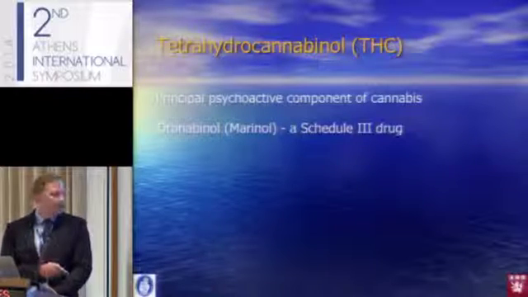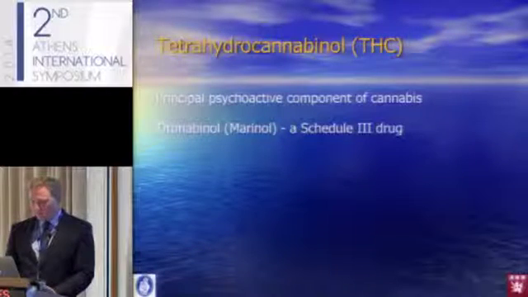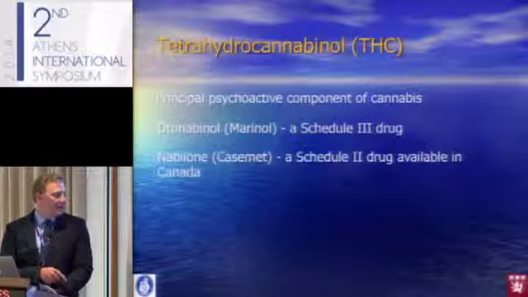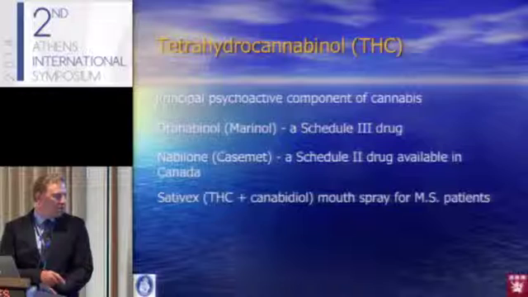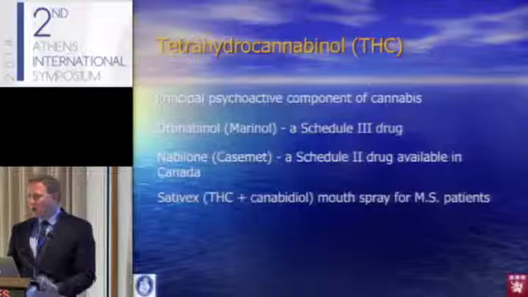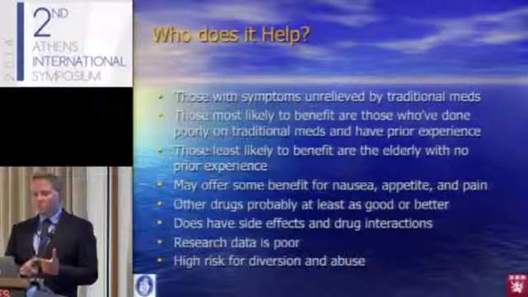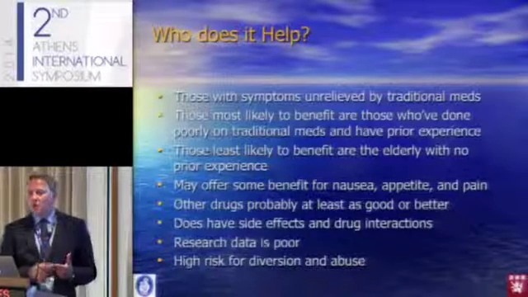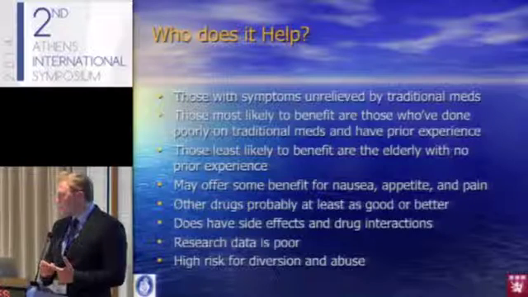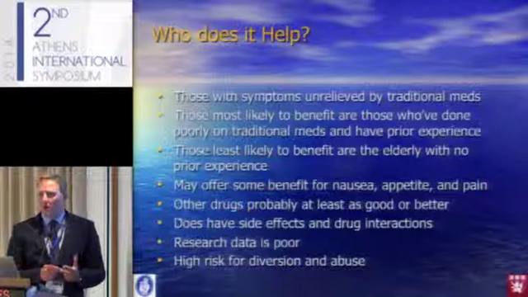In the United States, something that's available is Marinol, which contains THC. And in Canada, there's Nabilone, Cesamet. And there's another one, a mouth spray for MS patients called Sativex. These are some drugs that are available, but they have some downsides to them, abuse being one of the most common problems with THC medications. But they do help patients where traditional methods have been unsuccessful. And they help patients who have consumed marijuana in the past.